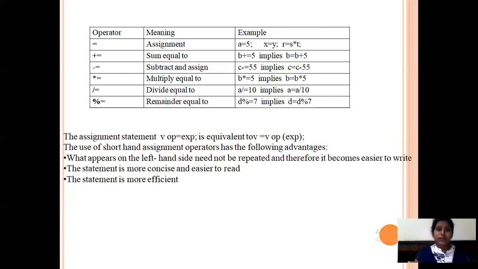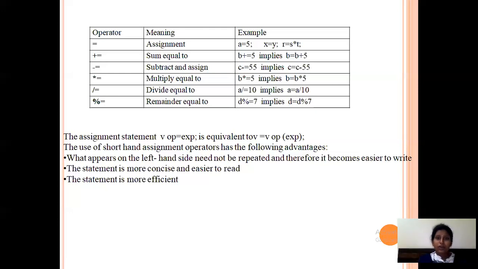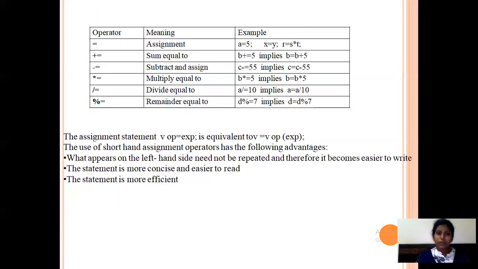Here, the use of shorthand assignment operators has the following advantages. Whatever is on the left-hand side need not be repeated, and therefore it becomes easier to write. The statement is more concise and easier to read. The statement is more efficient, right? So if you want to go for these assignment operators, you can use V OP= expression, that is equal to V = V OP EXP.